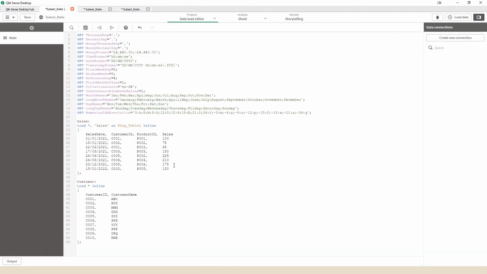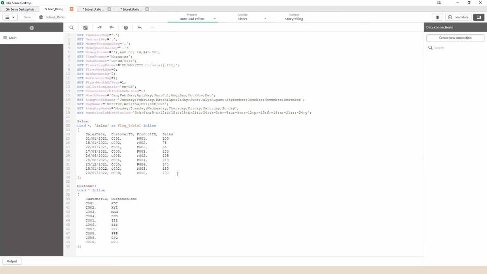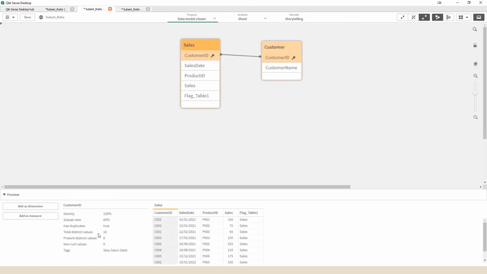Let's add one more customer here. I will reload the application and now you can see that we have 6 different customers in the sales table. So 6 divided by a total of 10 customers, so it will be a 60% subset ratio. You can see it from here. In the same way, for product ID, it is 100% subset ratio right now.